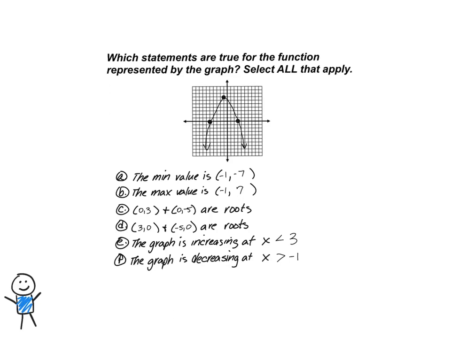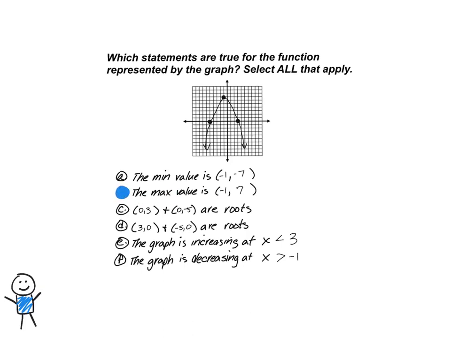Let's take a look at one more example. It says, which statements are true for the function represented by the graph? Select all that apply. This time they actually graphed it for us, so we don't have to worry about the table. So let's see if we can answer some of these questions. The minimum value is (-1, -7). Well, that's definitely not even a point on my graph. Not only that, but since my graph is opening downward, it means it has a maximum value. So choice B, the max value is (-1, 7). So answer choice B is the correct answer here.